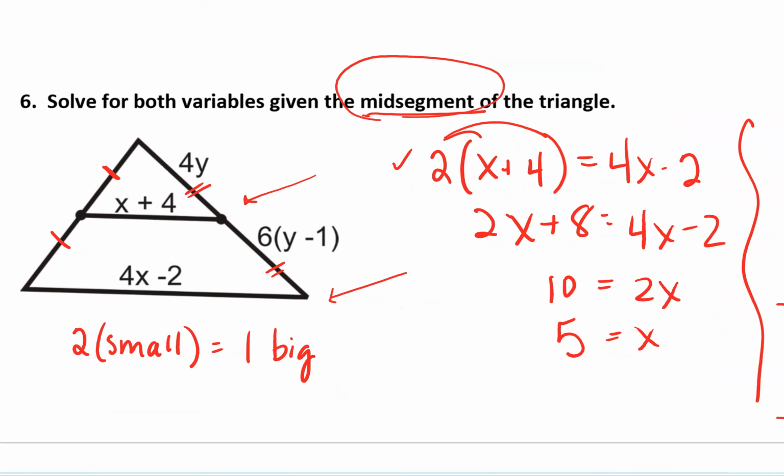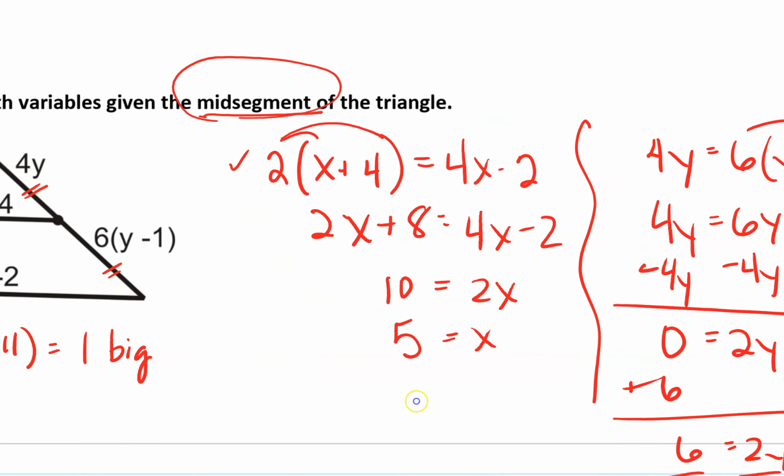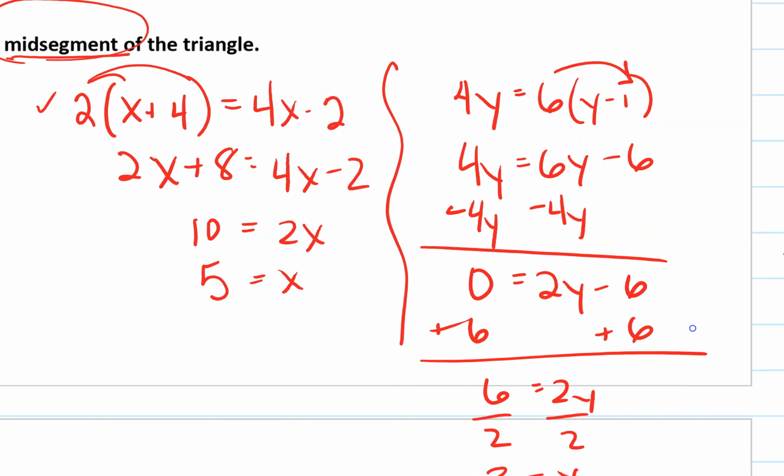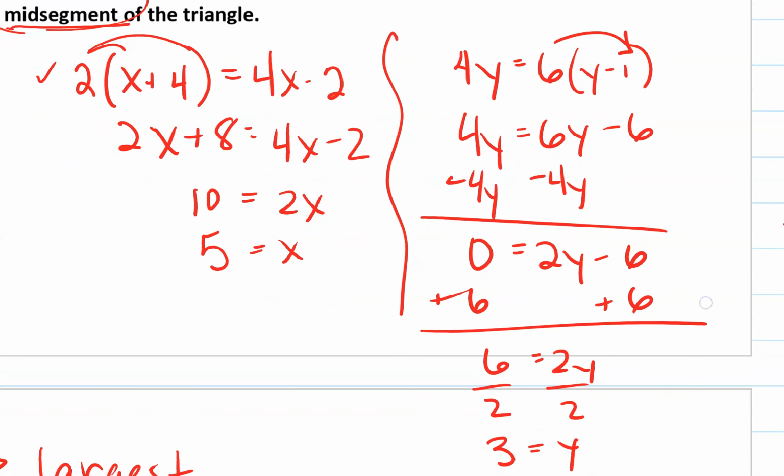So 2 of the small one, 2 times x plus 4 equals 4x minus 2. Solve that out. And then what you also have is congruent side pieces, because it splits this in half. So 4y equals 6y minus 1. So you get that equation set up.